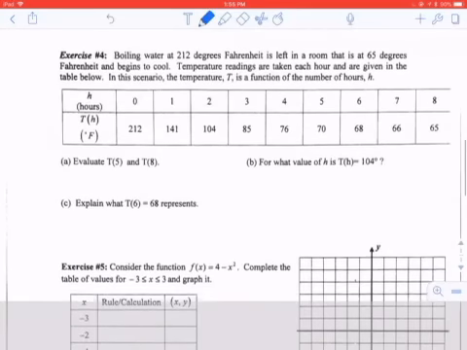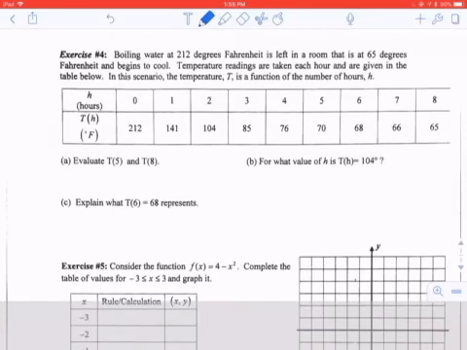Okay, let's go to the next page. Exercise 4, we've seen this example before. Boiling water at 212 degrees Fahrenheit is left in a room that is at 65 degrees Fahrenheit and begins to cool. Temperature readings are taken each hour and are given in the table below. In this scenario, the temperature T is a function of the number of the hours H. So, evaluate T of 5 and T of 8.